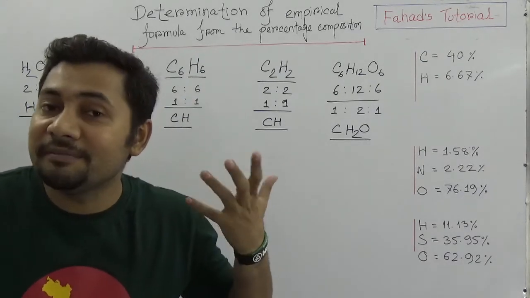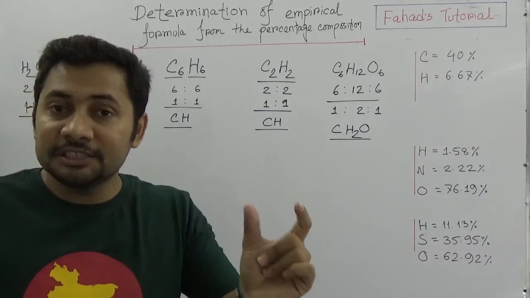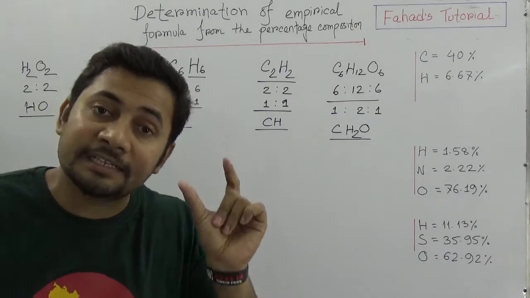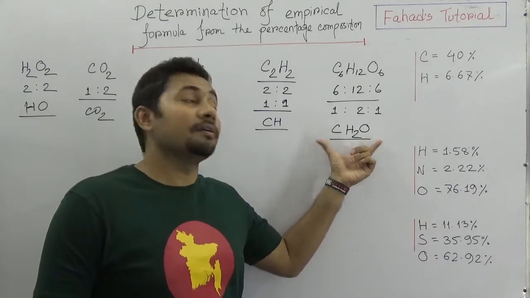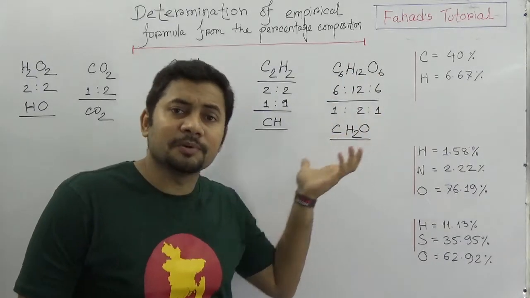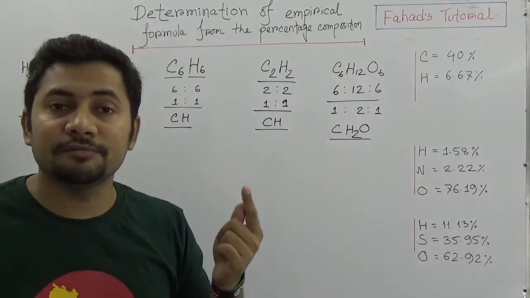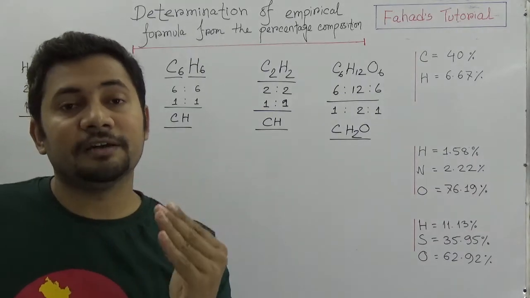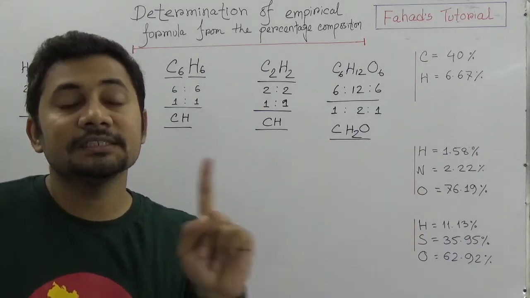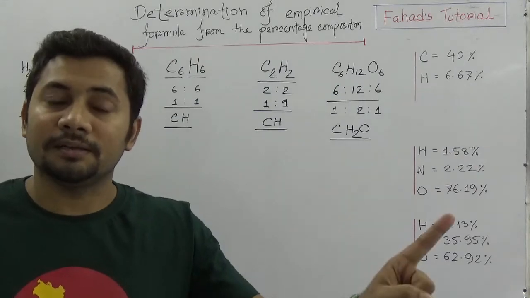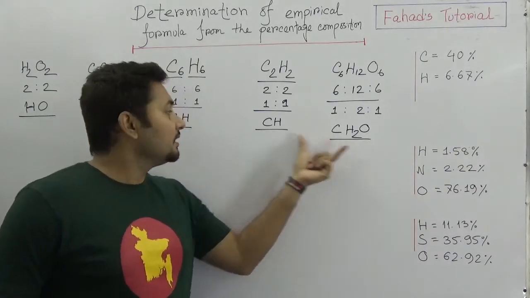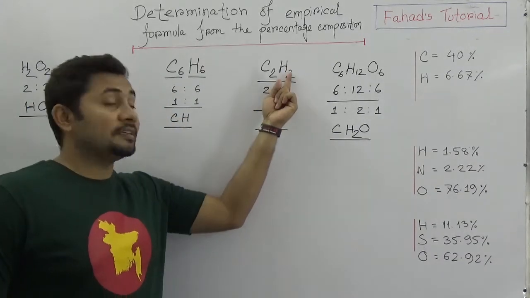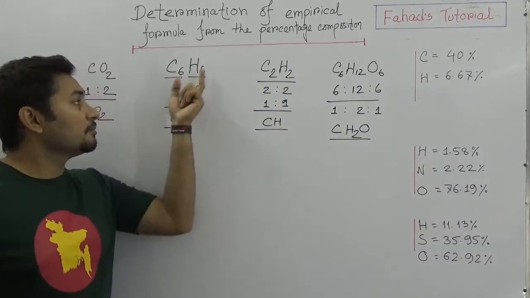So we can have an idea of the ratio of the number of atoms of elements in a compound or in a molecule. In one molecule of glucose, the ratio of carbon, hydrogen and oxygen is 1:2:1. That is the empirical formula. This is the empirical formula of ethyne. This is the empirical formula of benzene.